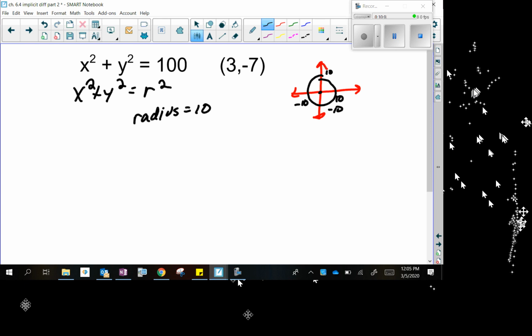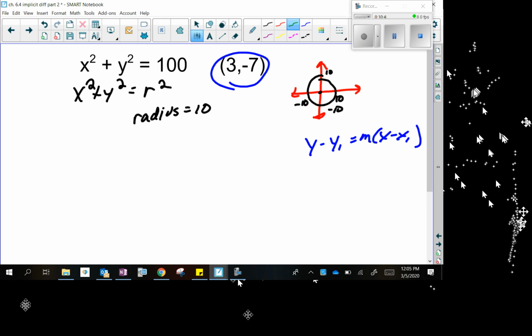All right, so what we're going to do is find the slope of the tangent line that goes through this point on that circle. That is the tangent line to that circle. To make an equation, we need a point, which is an x and a y value, which we have. And we need a slope, which we can get by taking the derivative. So dy dx is our derivative, and that's going to be our slope.